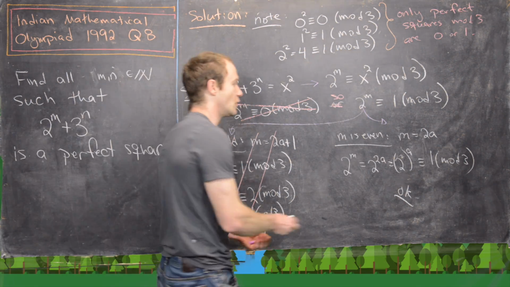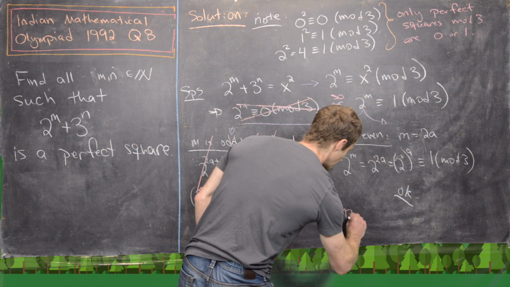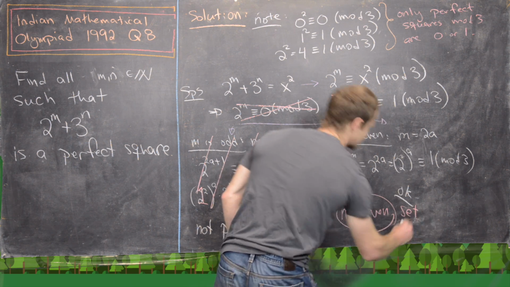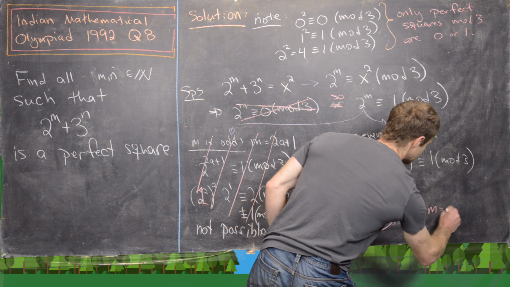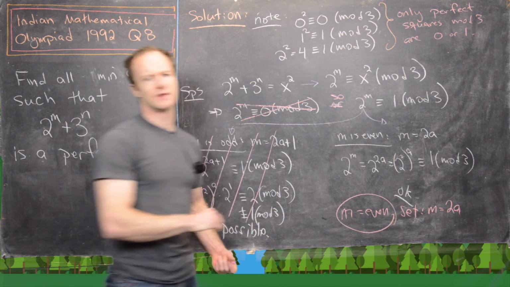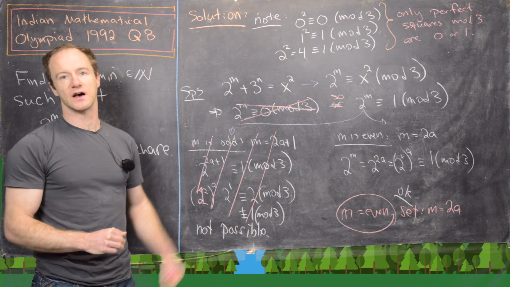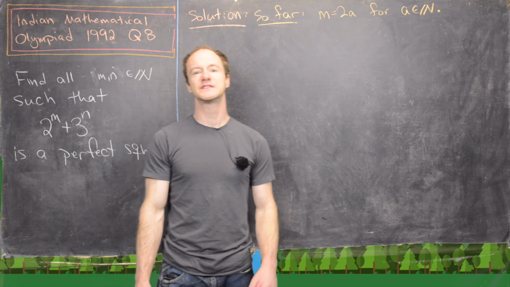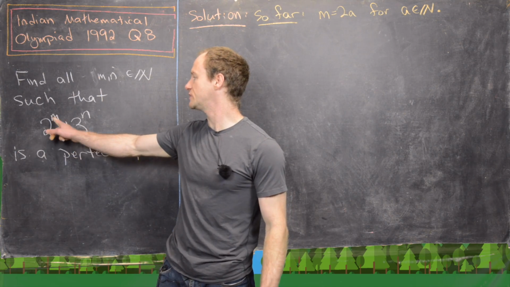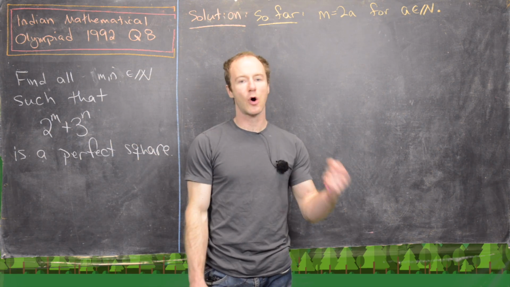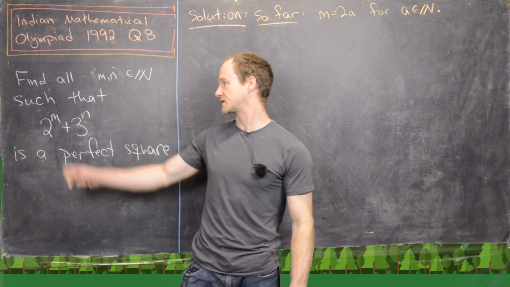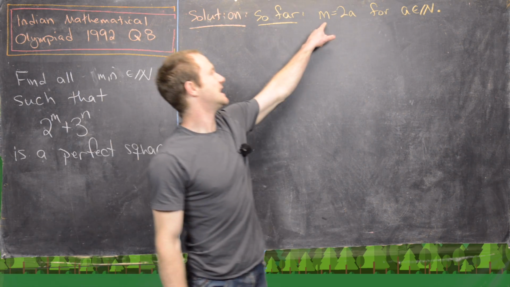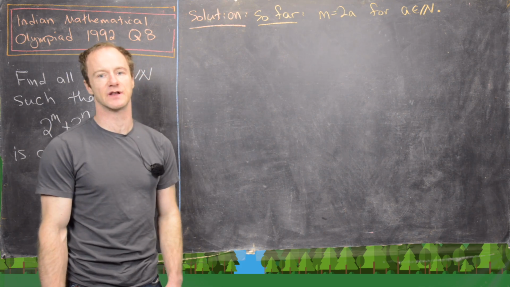So in other words, we have reduced this to the problem where m has to be some sort of even number. So let's just set m equal to 2 times a for some natural number a for the rest of our solution. All right, let's go ahead and clean that up and then we'll move on. Up to this point, we've proven that this expression 2 to the m plus 3 to the n only has the possibility of being a perfect square if m is an even number. So that's what we've done. We've set m equal to 2a for some natural number a.